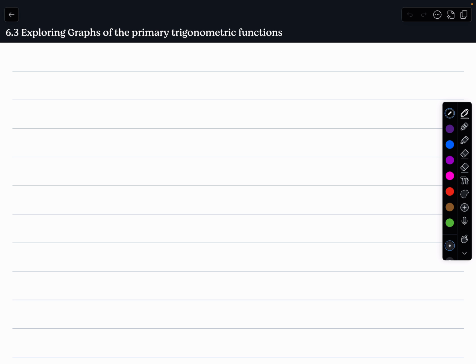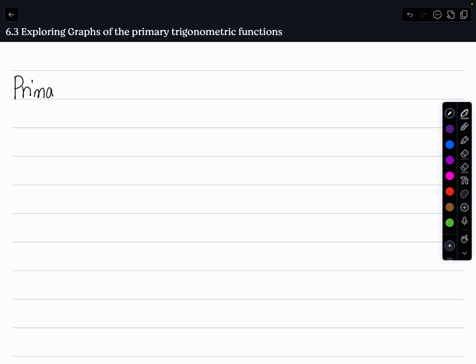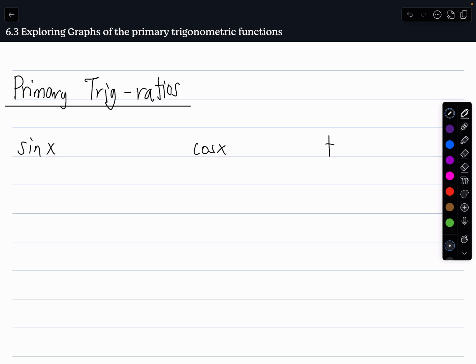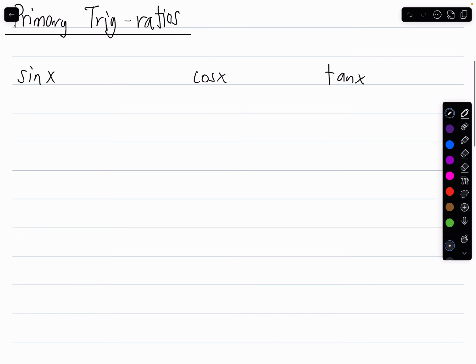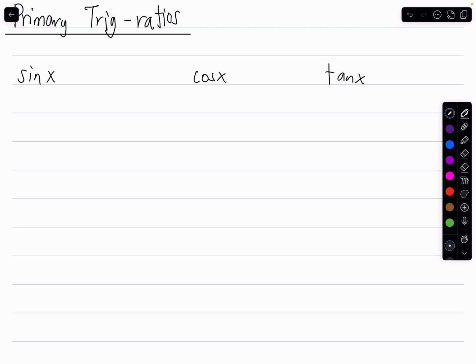So guys, the first thing that we need to know is what the primary trigonometric ratios are. We have sine x, cos x, and tan x. Each of these ratios has a certain graph associated with it, so we need to understand how these graphs look.